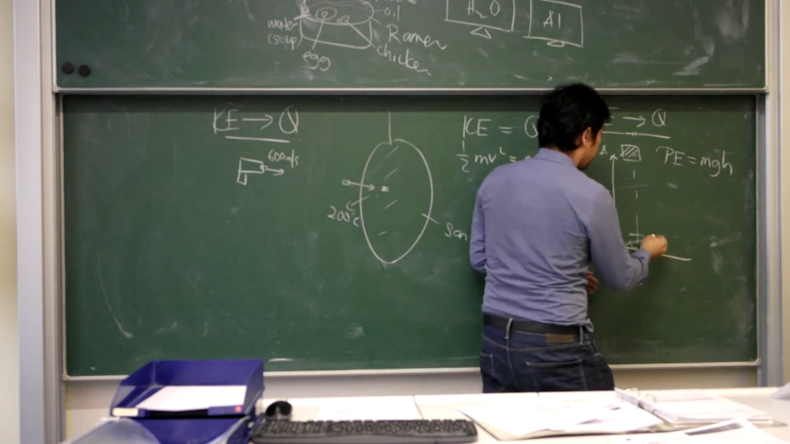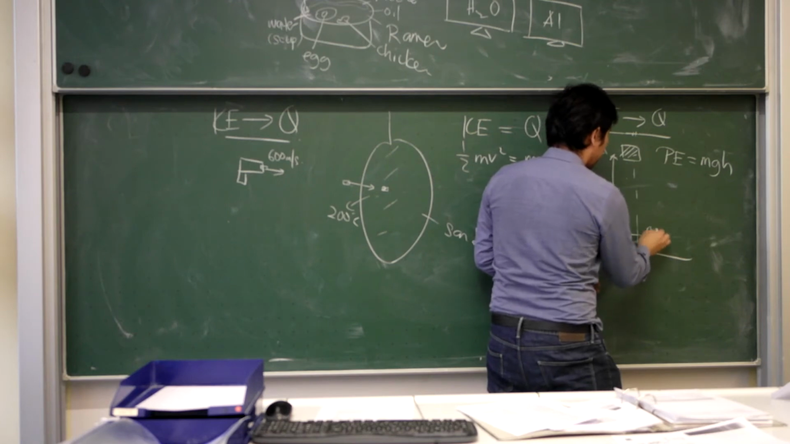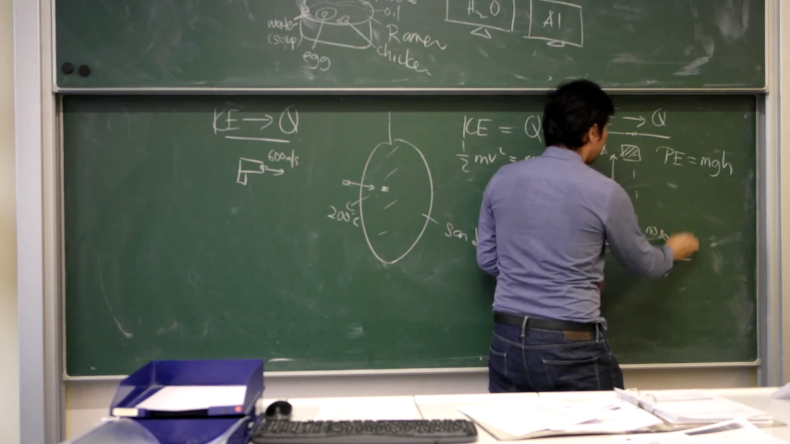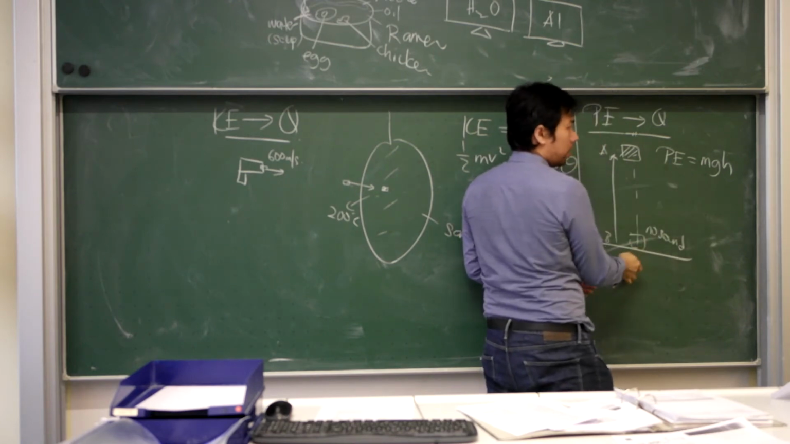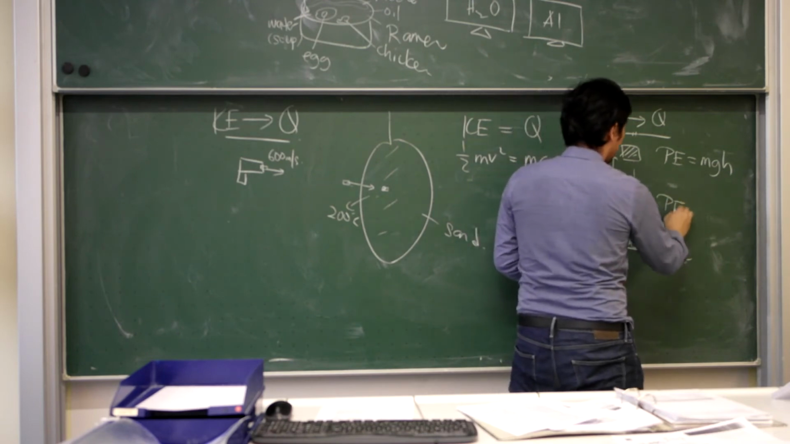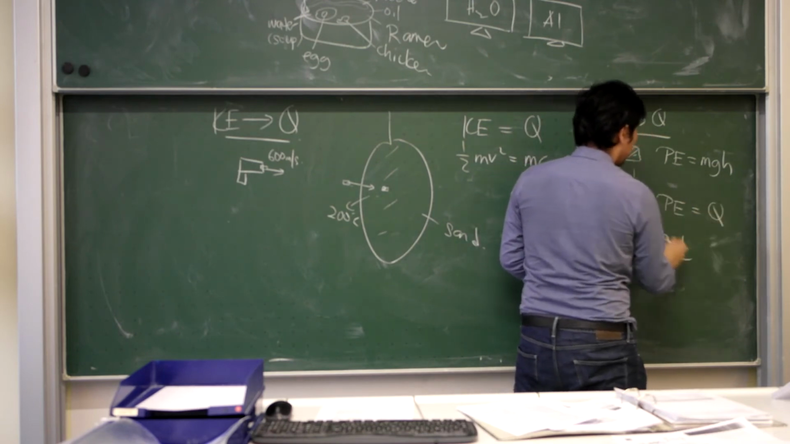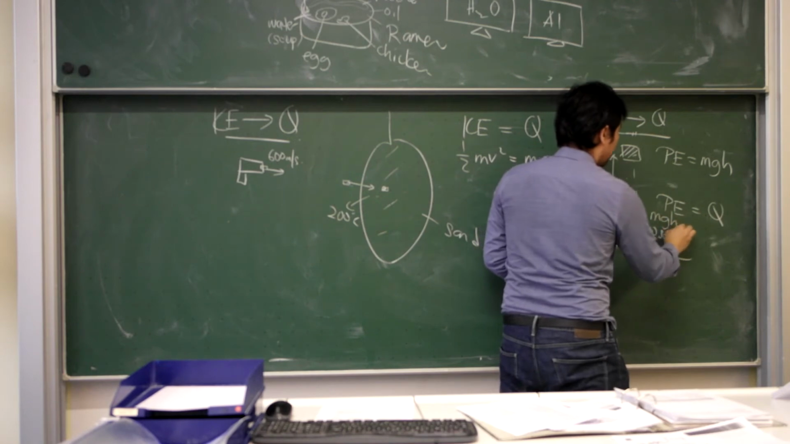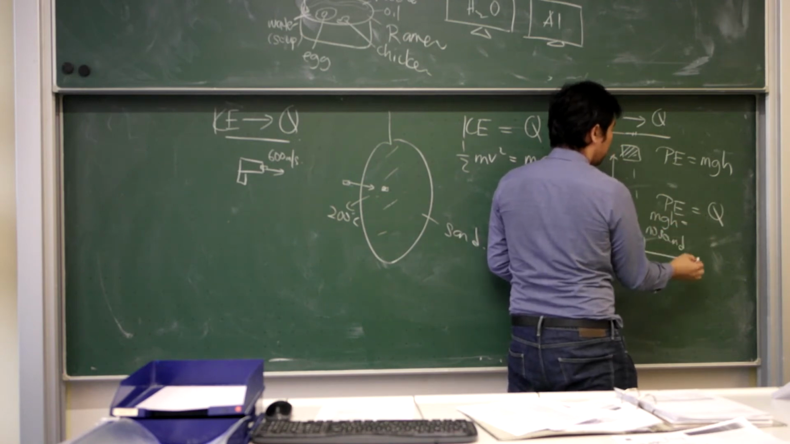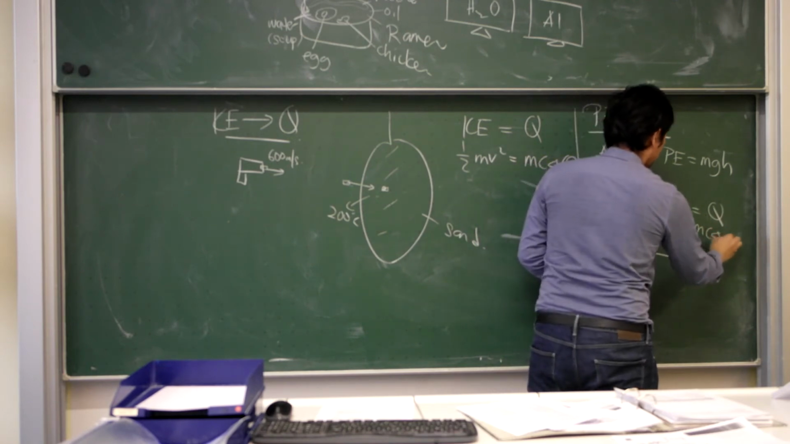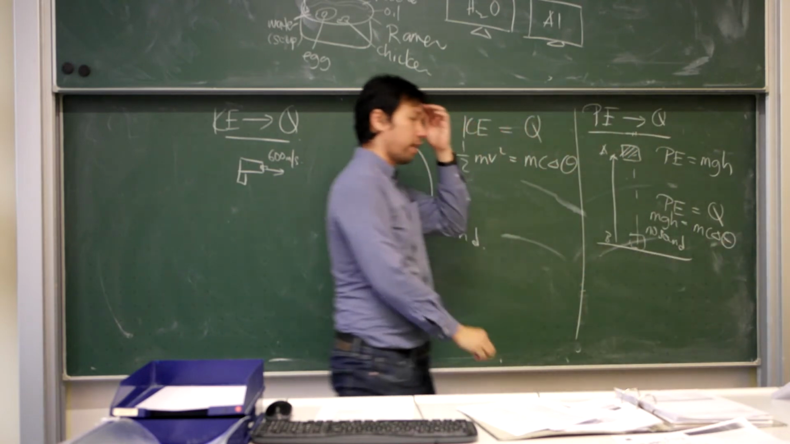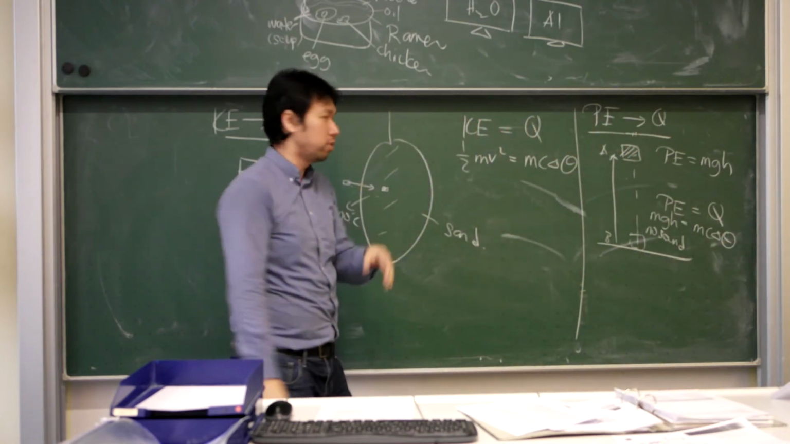So imagine right now, we neglect sound, so no sound is produced. All the potential energy is converted into heat. So I can say that PE is equal to Q. So the equation becomes mgh equals mc delta theta. Okay, is it alright? Okay, a few more situations.